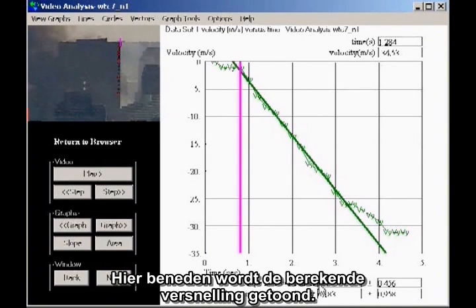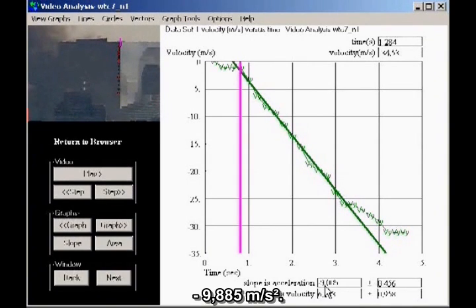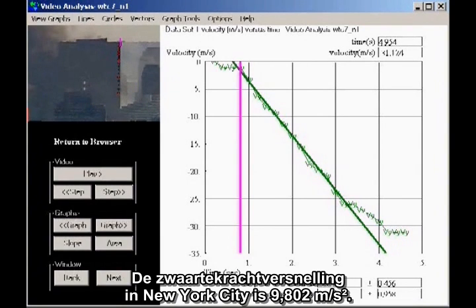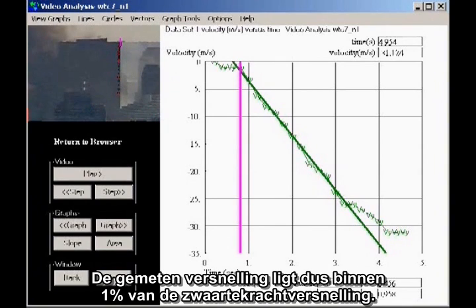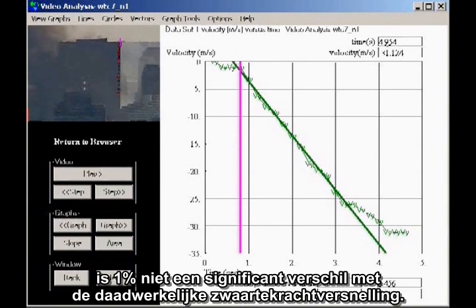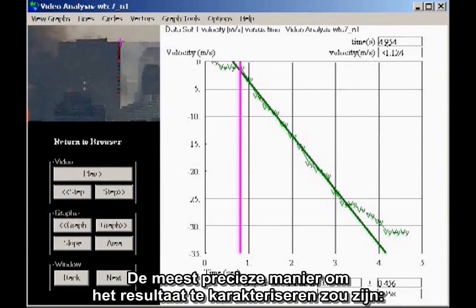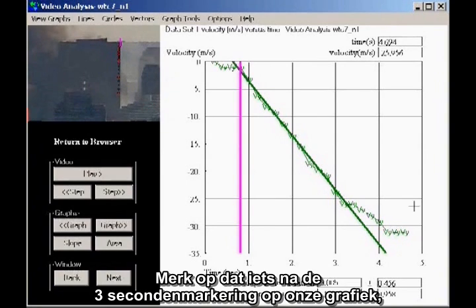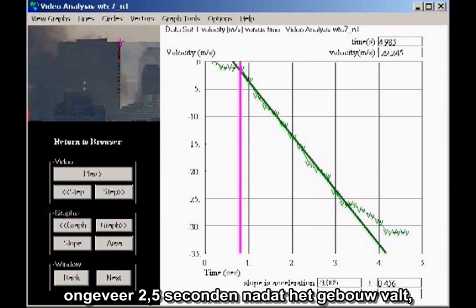Down here at the bottom, the computed acceleration is shown, minus 9.885 meters per second squared. The minus sign indicates downward acceleration. The acceleration of gravity for New York City is 9.802 meters per second squared, so the measured acceleration is within 1% of the acceleration of gravity. Given the graininess and size of the image, 1% is not a significant difference from the actual acceleration of gravity. So the most accurate way to characterize the result is to say the acceleration of the building is indistinguishable from freefall.